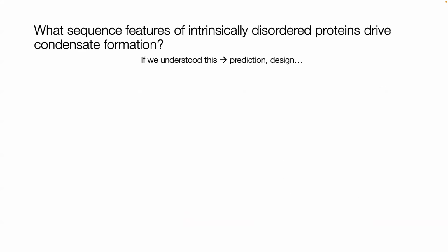What are the sequence features of intrinsically disordered proteins that actually drive condensate formation? If we could understand this, it would enable us to make predictions for new sequences and maybe even design totally new sequences.